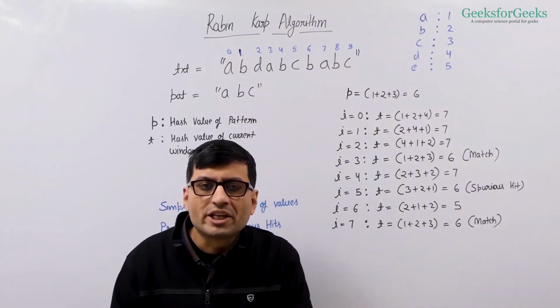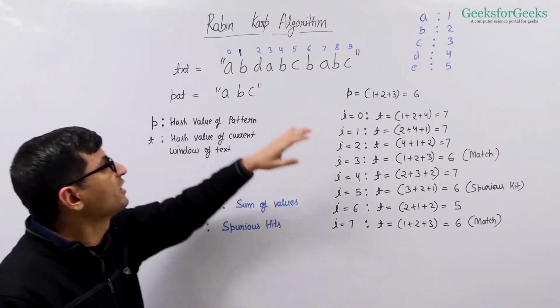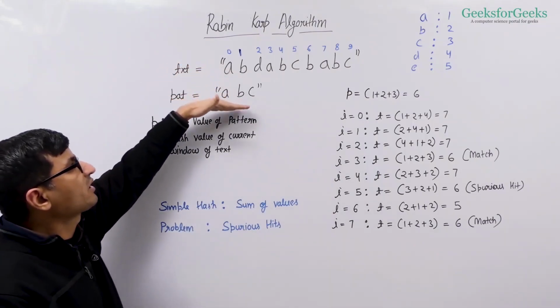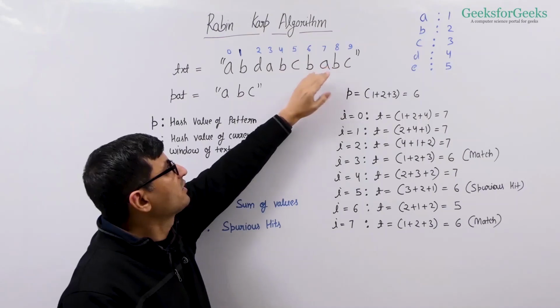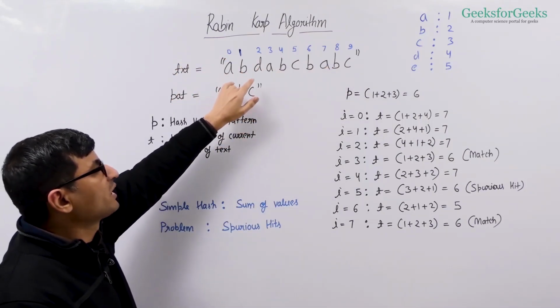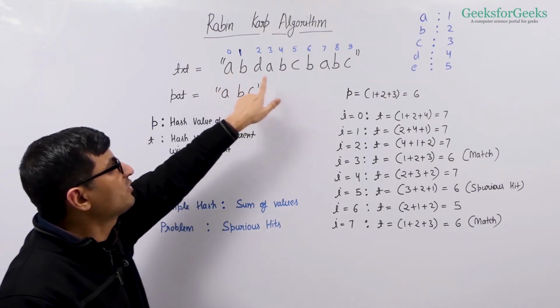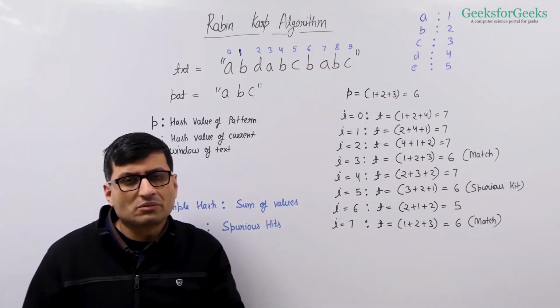Let us now get an idea of working of Rabin Karp algorithm. Let's consider this text and this pattern. These are the indexes of characters in this text. We are going to slide this pattern over this text one by one, starting from index 0 to index 7. This is like naive algorithm, right?